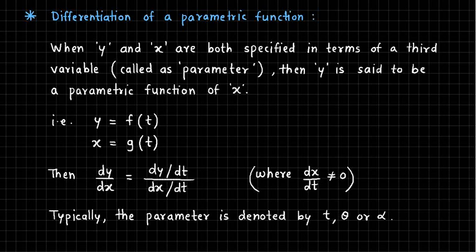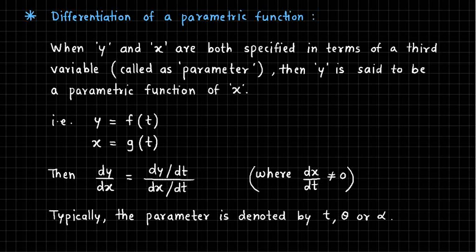Now let us see differentiation of a parametric function. Alright, let's understand what is the meaning of parametric function. Now when y and x are both specified in terms of a third variable called a parameter, then y is said to be a parametric function of x.